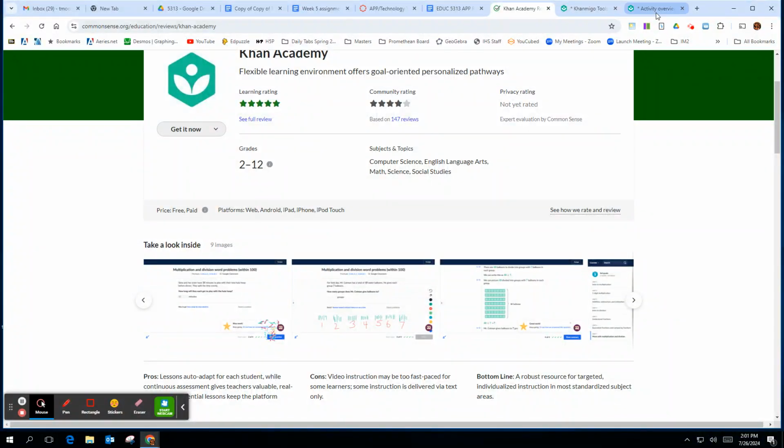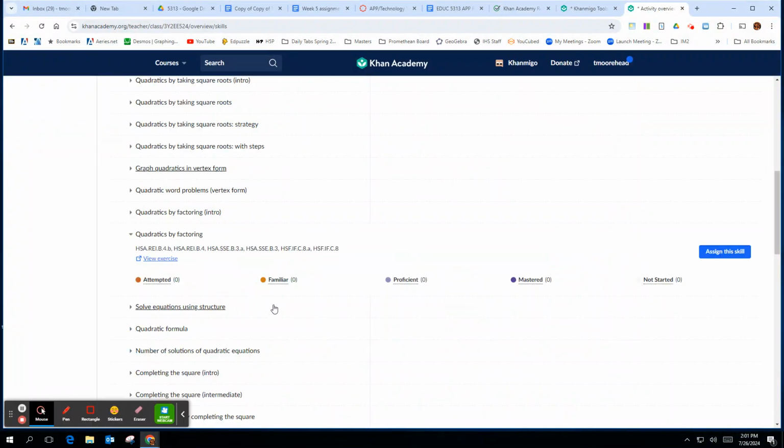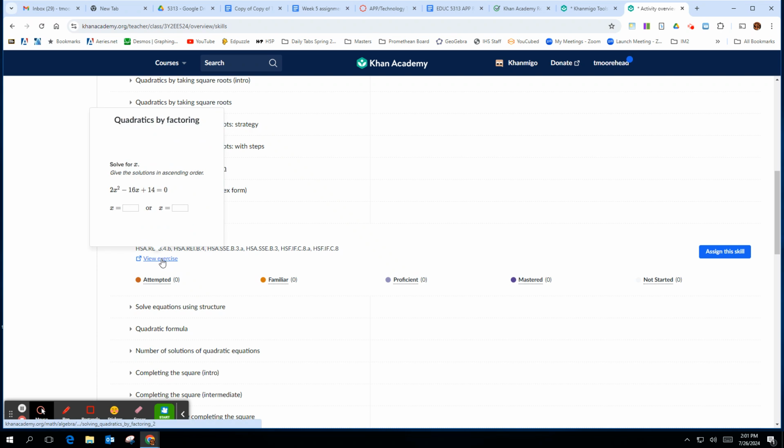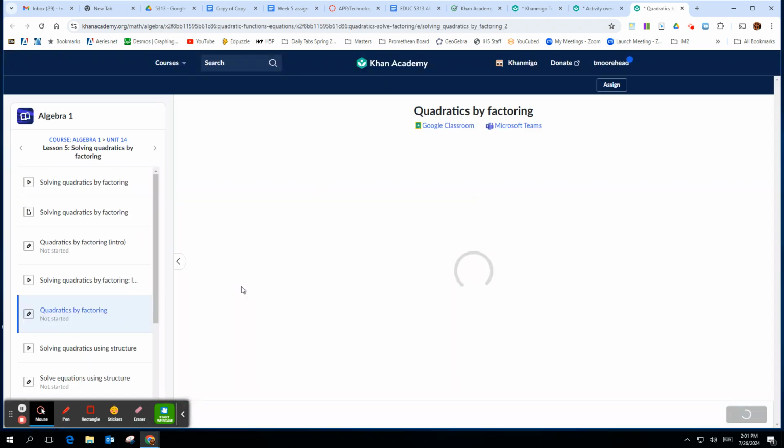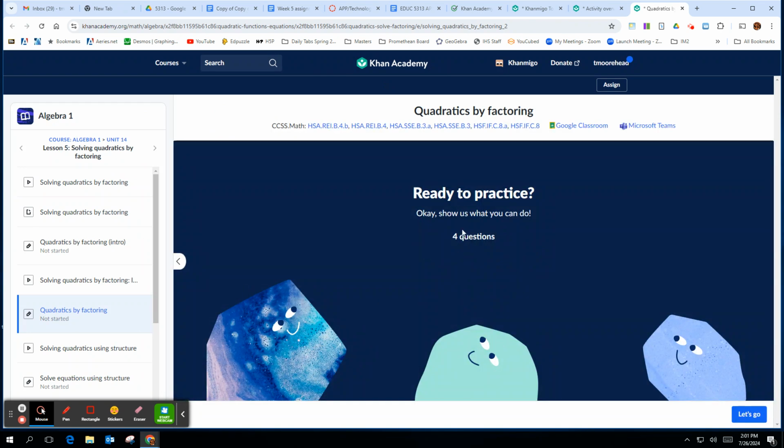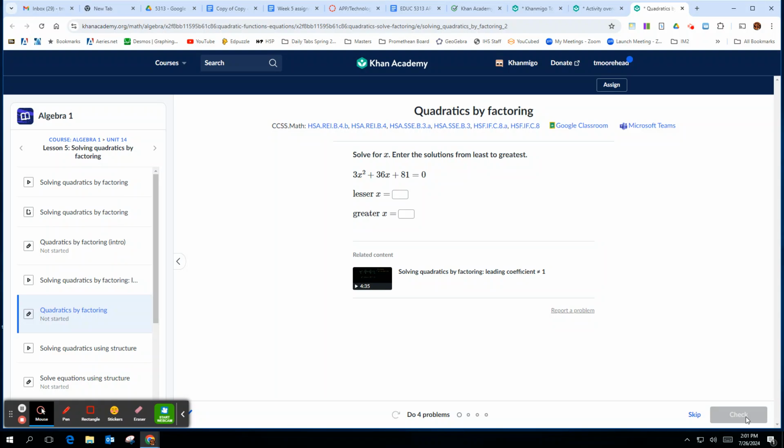I'm currently working on a unit that's solving quadratics by factoring. So I noticed this one, but let's view this exercise. So basically, what it does is, are you ready to practice? Yep, let's go. So here's a problem. What's the answer? I'm not sure. So obviously I have to figure it out.